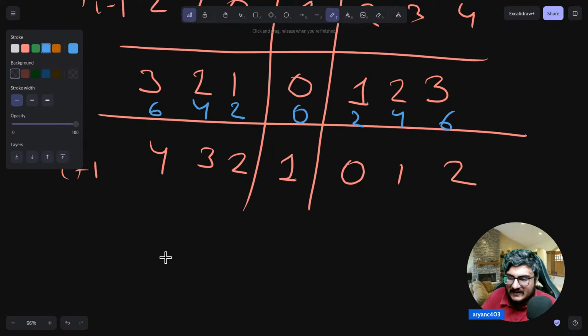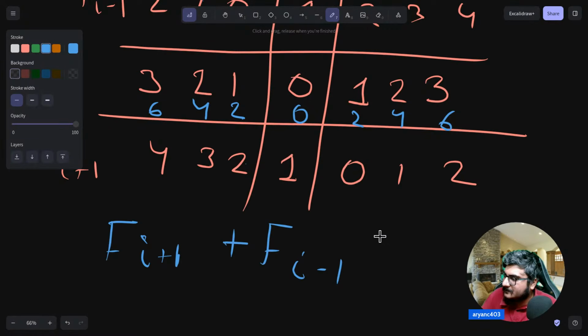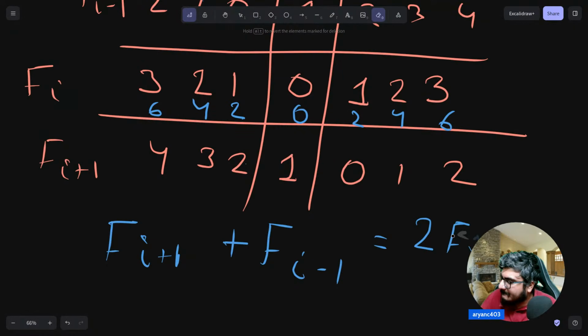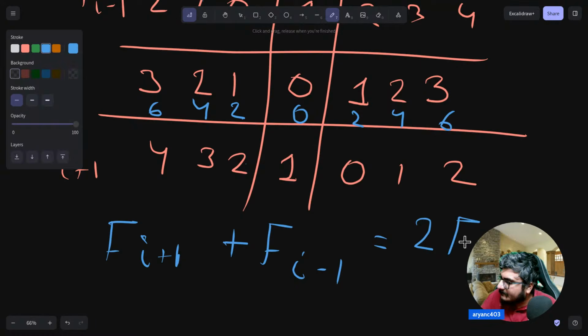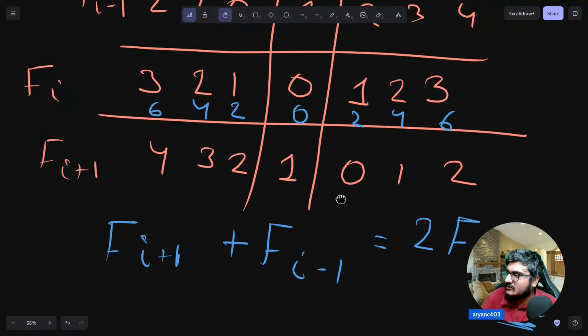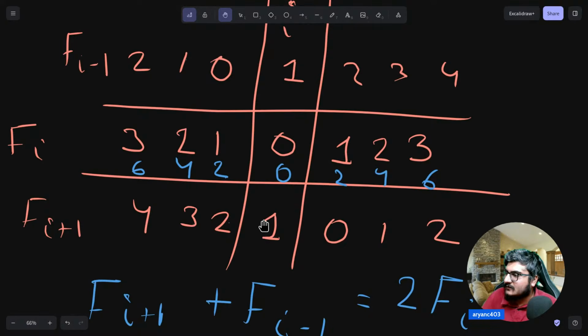by analyzing this, you can reach the conclusion that f of i plus 1 plus f of i minus 1 is equal to 2 times f of i plus 2 times a i. Like, this coefficient you can compare by looking at this. If you look at f i plus 1 and f i minus 1, both of them have coefficient 1, but for f i it's 0.